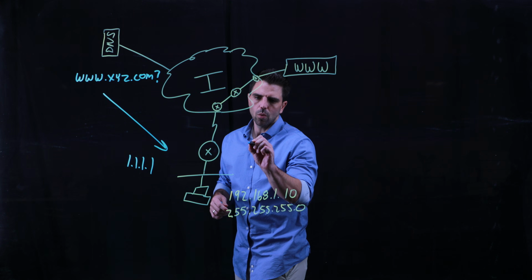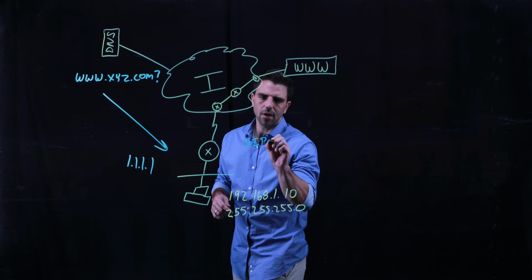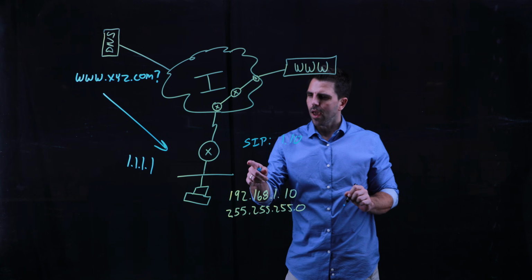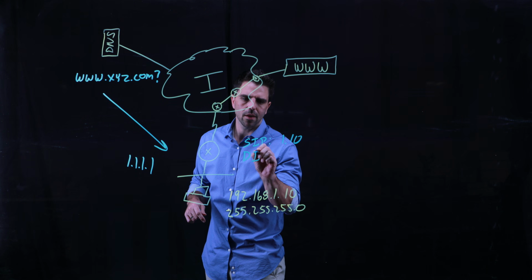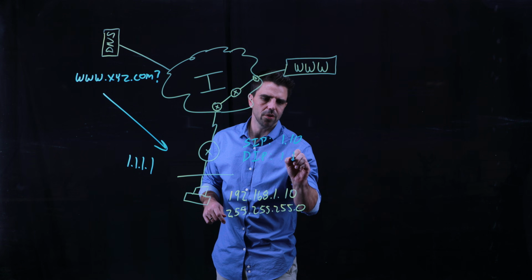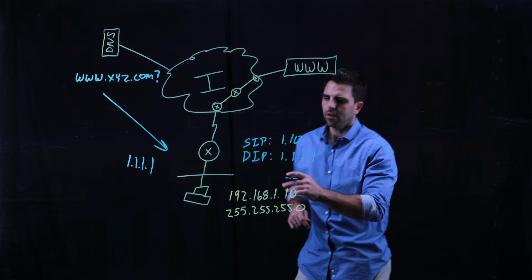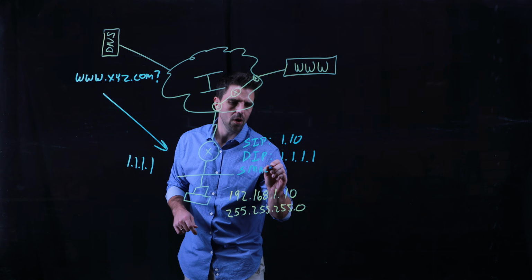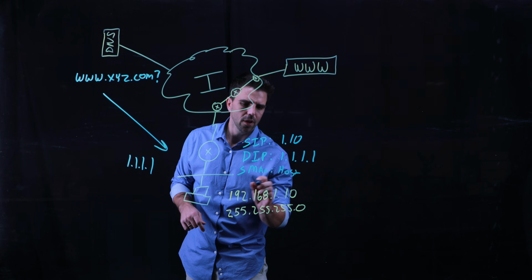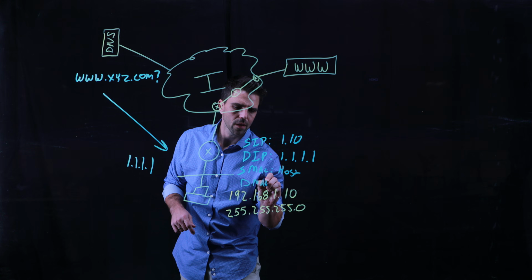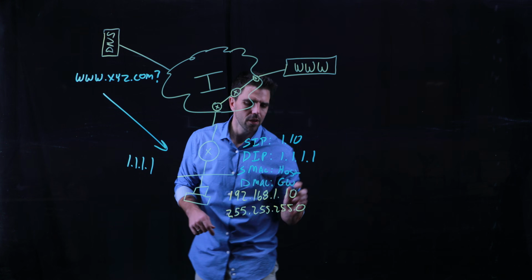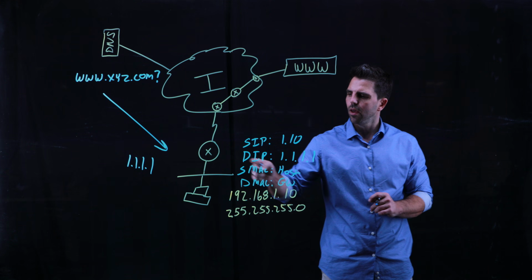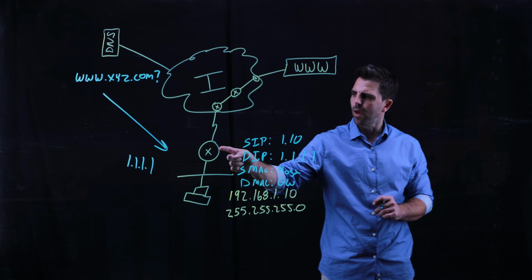So in order for that to happen, it's going to have the MAC address of its upstream router, and it's going to build a packet with the source IP of itself, which is, I'm just going to write 1.10 for simplicity. And it's going to have the destination IP, and I'll write it out in complete terms here, 1.1.1.1. So that's the destination IP. It's also going to have the source MAC of the host, which I'm just going to write host, and the destination MAC of the gateway. So in the packet, the source IP is the host, the destination IP is 1.1.1.1, the source MAC is the host, the destination MAC is the gateway.